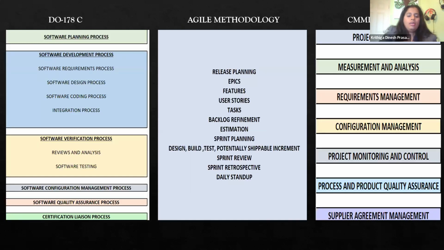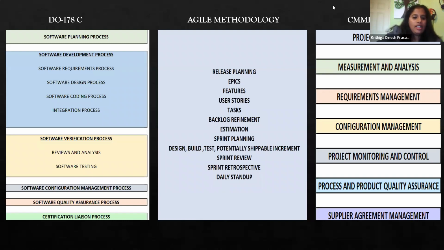Okay. So on this slide, the left part is DO-178C, the processes. The first is the software planning process. The next is the software development process. In the software development process, we have the software requirements process, design, coding and integration process. In the software verification process, we have the reviews, analysis, software testing. And then we have the configuration management, quality assurance, and certification liaison process.